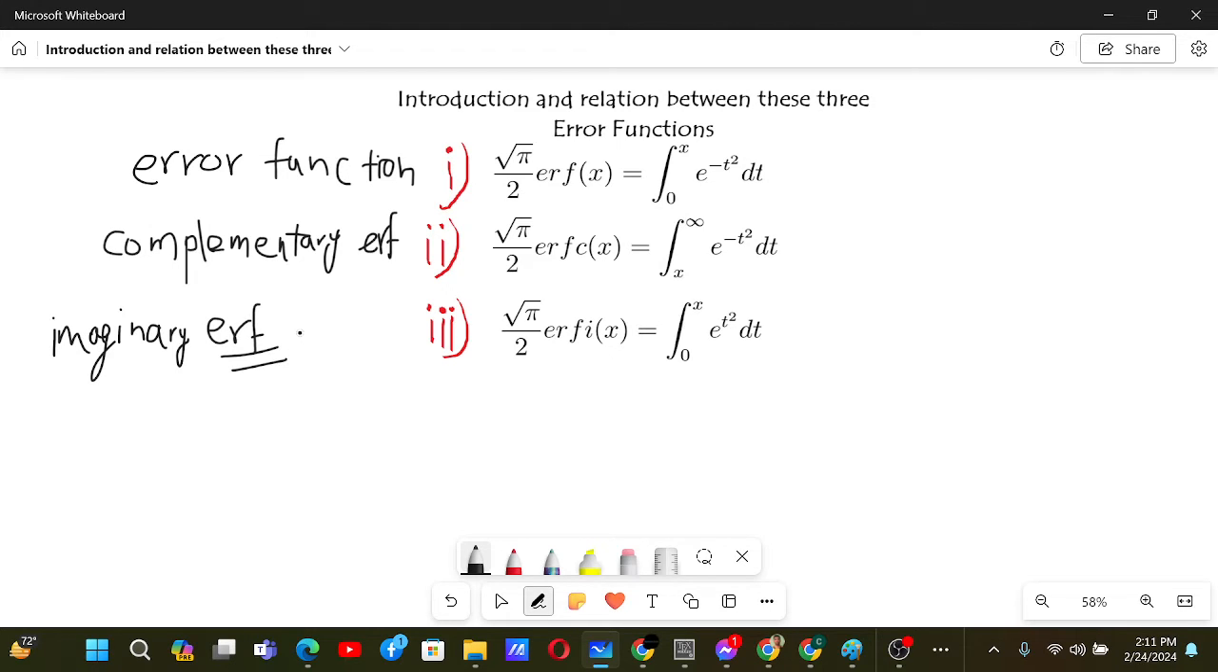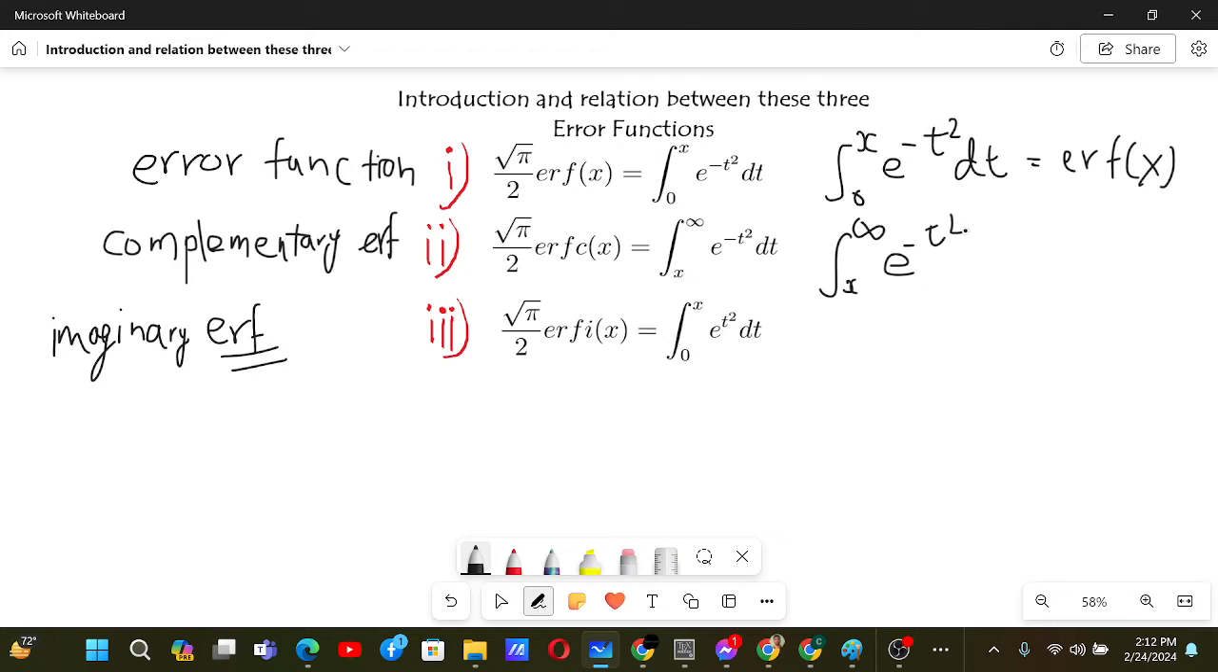So in this video we will basically try to see a relationship between these three functions. The introduction is just these definitions. If the integral is from 0 to x of e to the power minus t square dt, in that case this is just erf of x. And if this is from x to infinity, then it's known as the complementary error function.